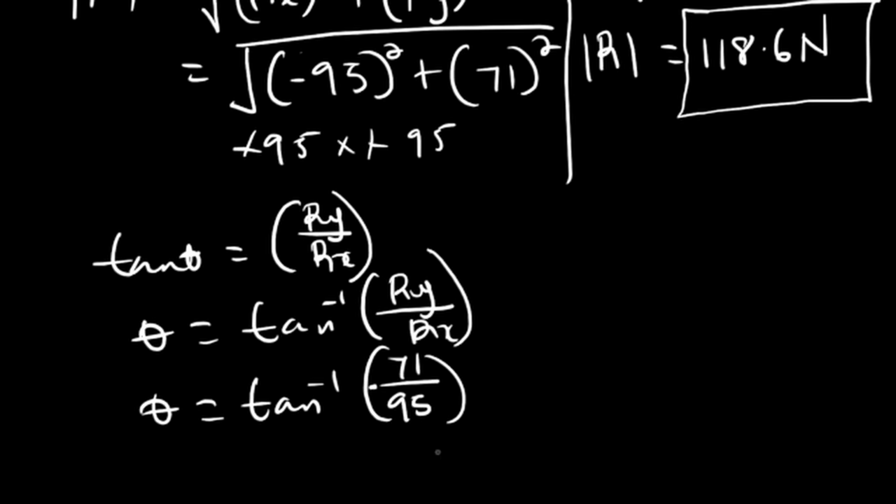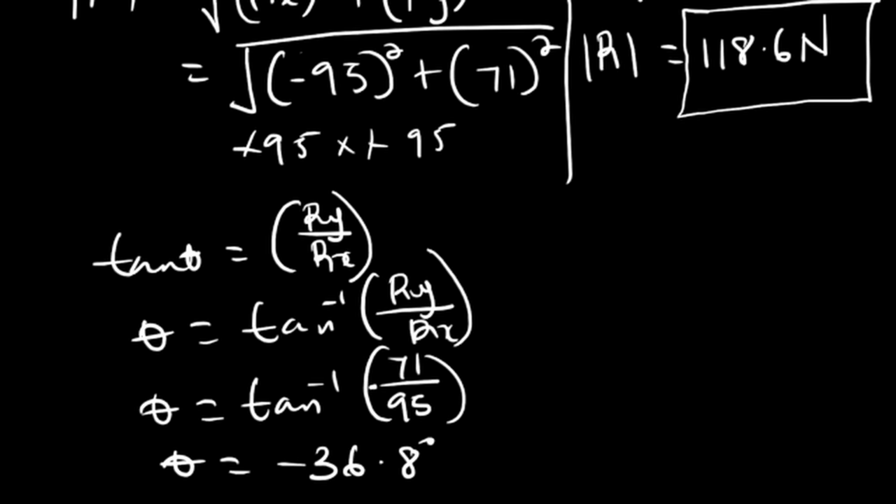Good. So now let's punch it on our calculator to see what we're going to obtain. So we have shift tan, 71 over 95. I'm getting negative 36.8 degrees. So our theta is equal to negative 36.8 degrees. Good.